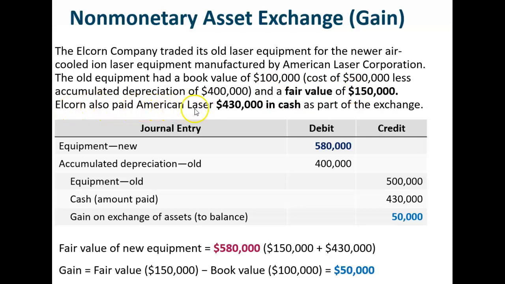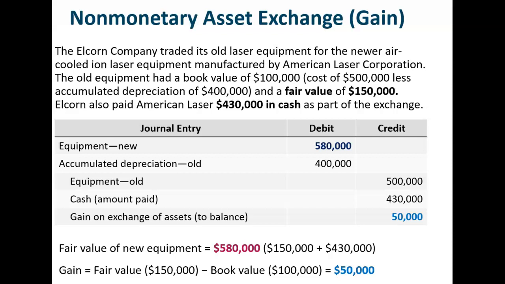Elkhorn also paid American Laser $430,000 in cash as part of the exchange. Here is the journal entry necessary to record the exchange. Step 1. Record the new equipment with a debit for $580,000. This is the fair value of the assets given up. That would be the $150,000 fair value of the old laser equipment plus the $430,000 in cash paid as part of the exchange.